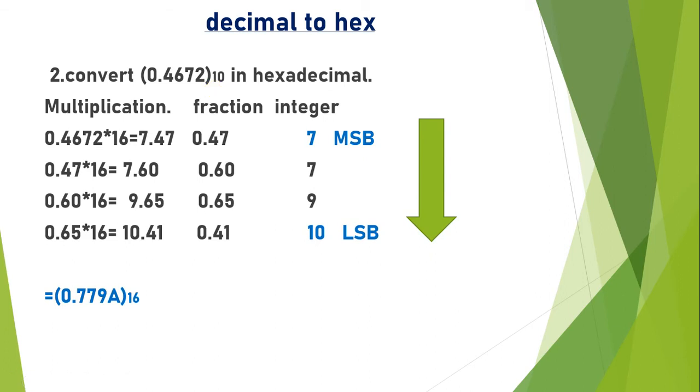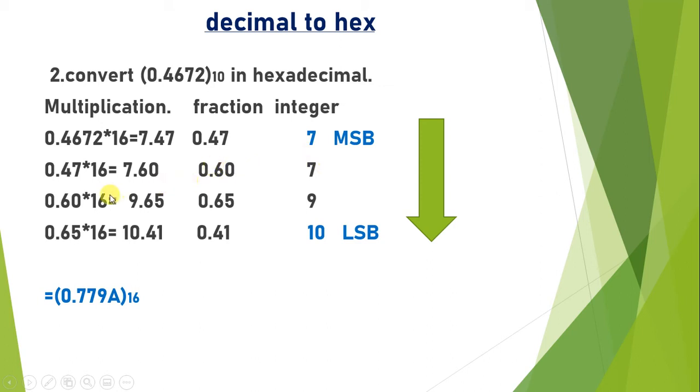Let's take one example in which the decimal number is given as a fractional part. For the fractional part, we use the successive multiplication method. Now 0.467 multiplied by 16 gives 0.47 as a fraction and 7 as an integer. This 7 is also known as the MSB. Now 0.47 multiplied by 16 gives 0.60 as a fraction and 7 as an integer.